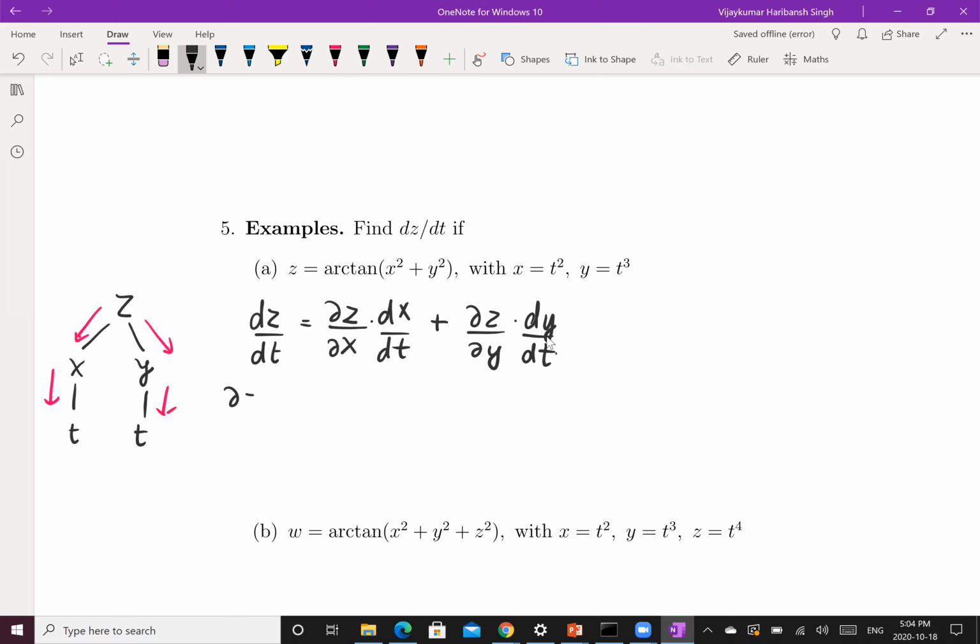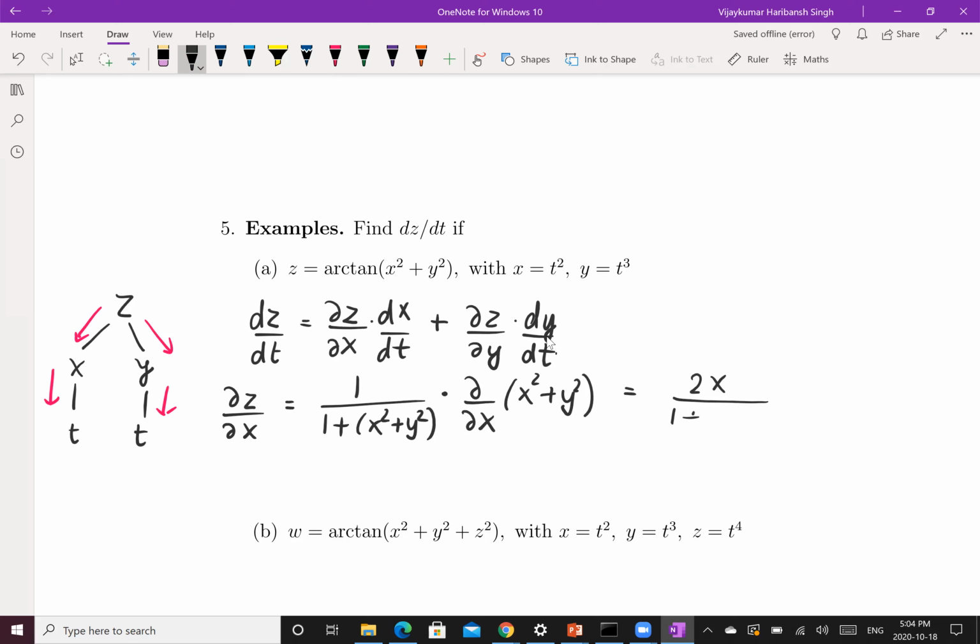So what is the partial derivative of this with respect to x? The derivative of arctan is 1 upon 1 plus (x squared plus y squared) the whole squared, multiplied by, here I'll use the chain rule for the partial derivative again, the derivative of x squared plus y squared, which is going to be 2x upon 1 plus (x squared plus y squared) the whole squared. Similarly, with respect to y it is going to be the same thing, symmetric. The equation is very symmetric.